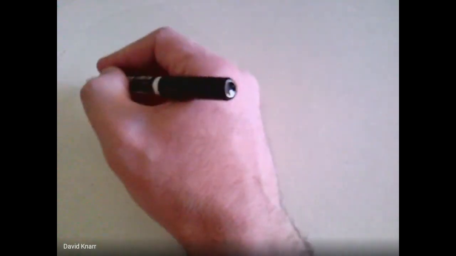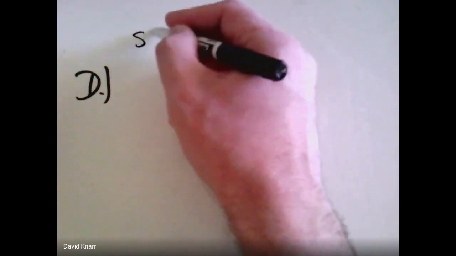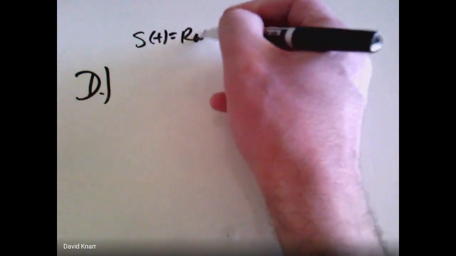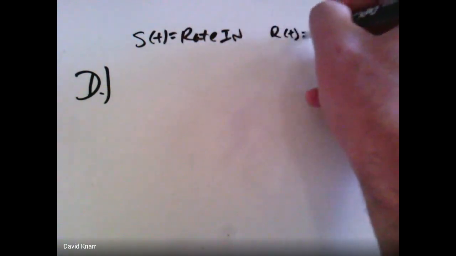Oh, I erased this again. I'm going to try to do it without it. I might need to put it there anyway. D, for t on 0 to 6 closed, at what time t is the amount of sand on the beach a minimum? What is the minimum value? All right, so I'm going to put them back here. S of t is rate in, R of t, rate out.